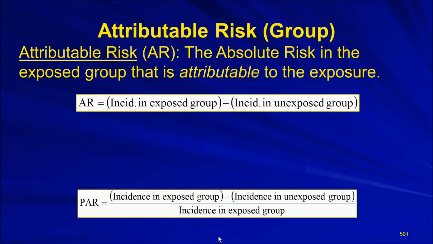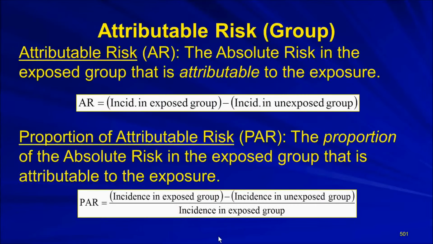Now, let's go slowly through these. Notice how complicated the statistics are. You're going to look at attributable risk. Absolute risk, or the incidence rate in the exposed group that is attributable to the exposure. We're going to take the incidence in the exposed group minus the incidence in the unexposed group, and that's going to give us attributable risk, AR.